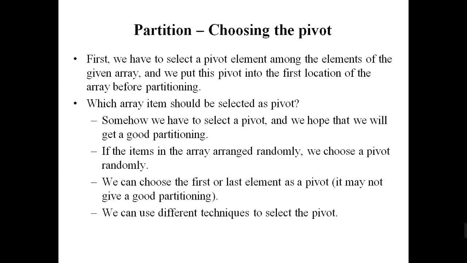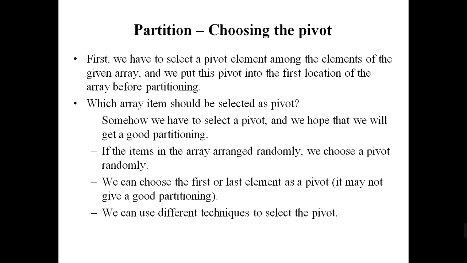Which array item should be selected as a pivot? Somehow we have to select a pivot, and we hope that we will get a good partitioning. If the items in the array are arranged randomly, we choose a pivot randomly. We can choose the first or last element as a pivot. It may not give a good partitioning.